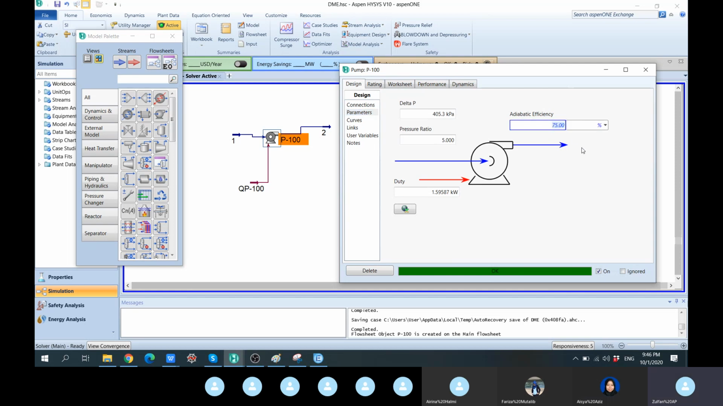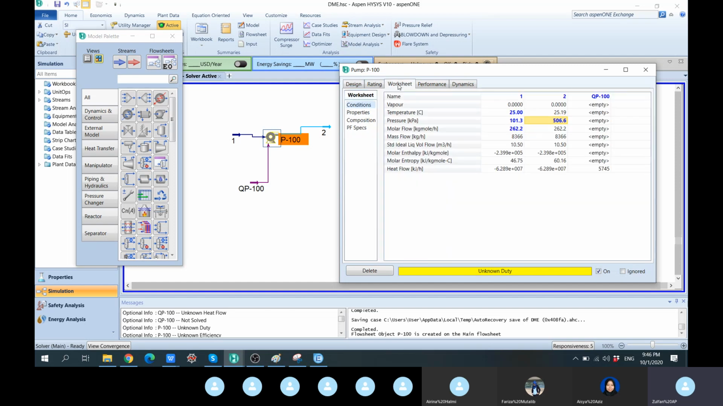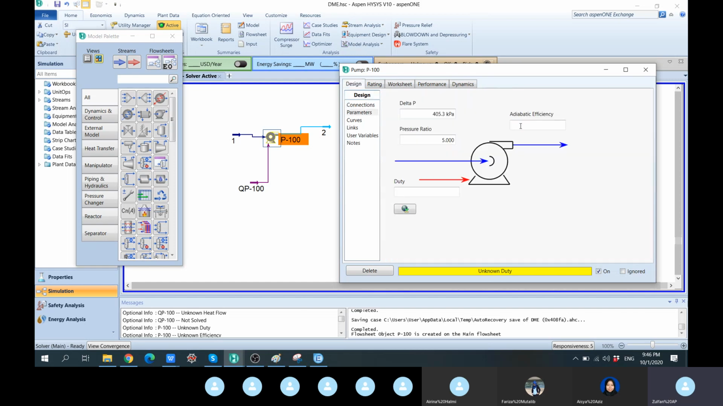If you remove this, nothing happens. That shows you that you indeed need pressure, or the delta P in this case, or the outlet pressure, and you need to specify the adiabatic efficiency as well. In this case, 75%, and then you get the results. And then this Q is going to be calculated.